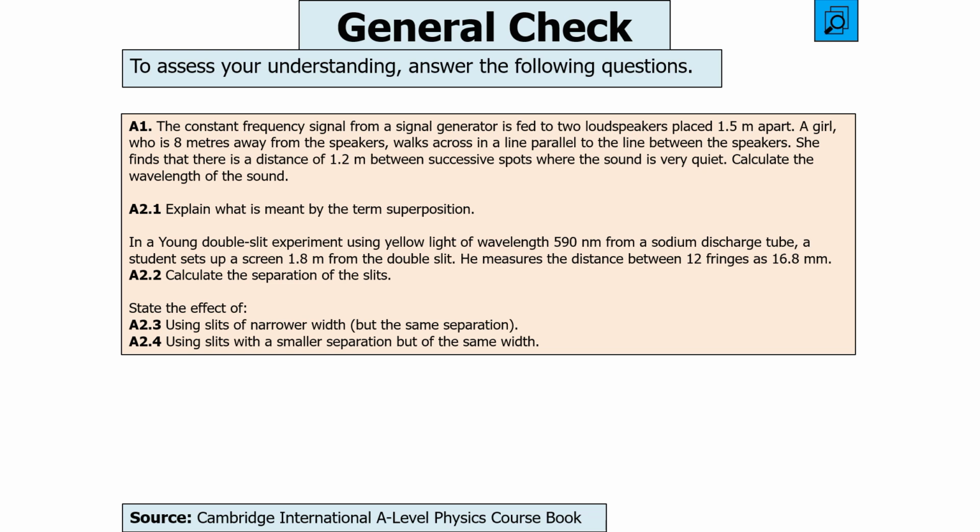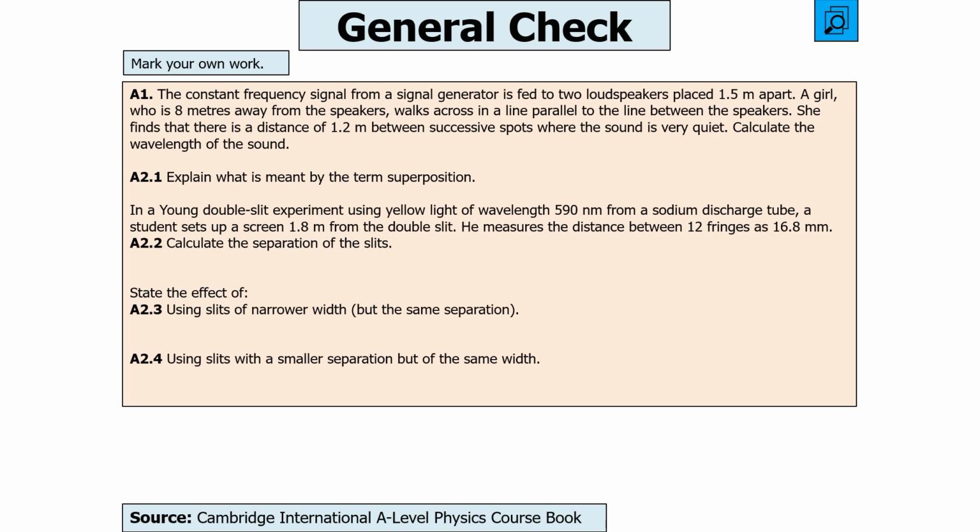Then, in a Young's double slit experiment using yellow light of 500 nanometer wavelength from a sodium discharge tube, a student sets up a screen 1.8 meters from the double slit. He measures the distance between 12 fringes as 16.8 millimeters. From this information, calculate the separation of the slits. Then state the effect of using slits of a narrower width but the same separation, and using slits with a smaller separation but of the same width. So pause the video now, then unpause the video when you want to go through your answer.